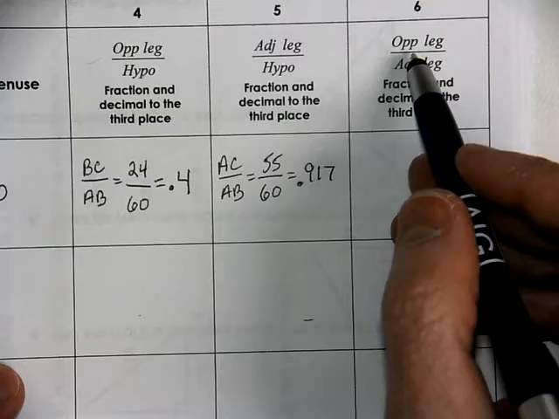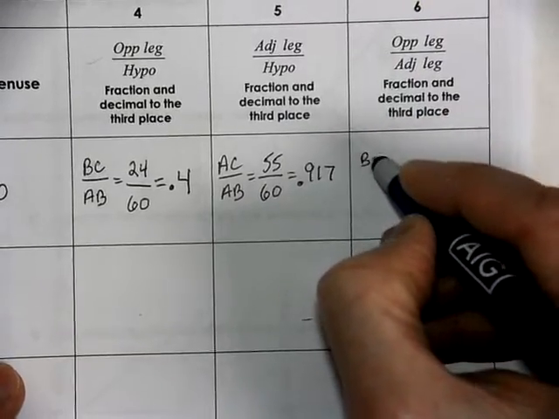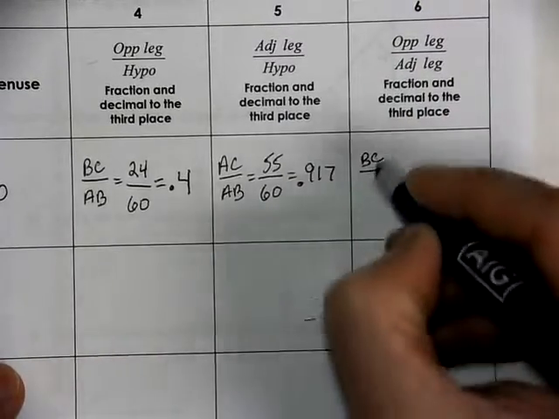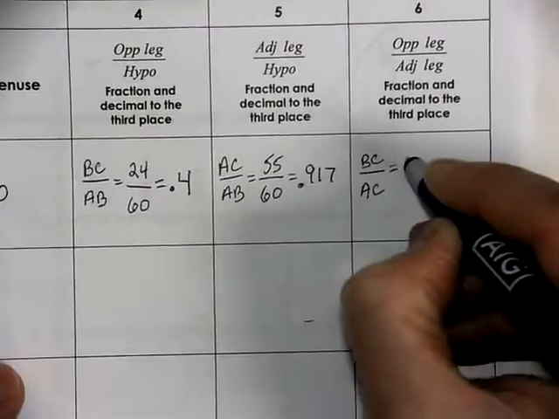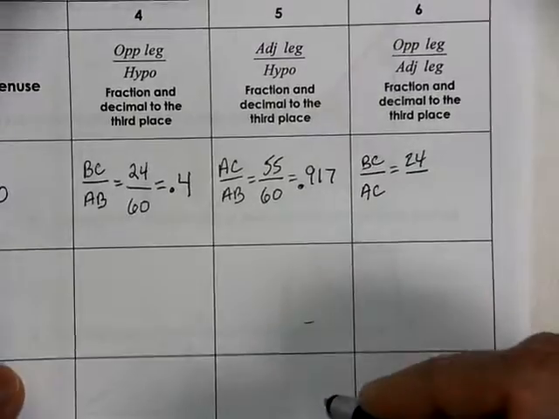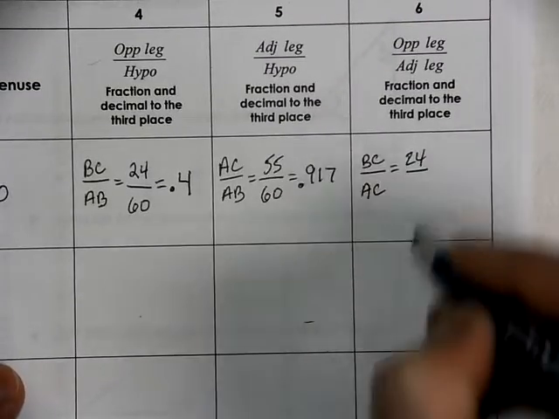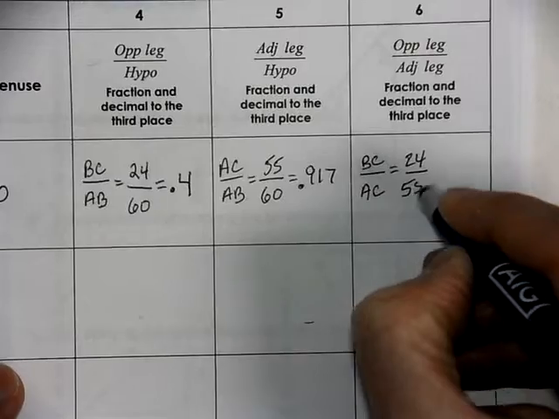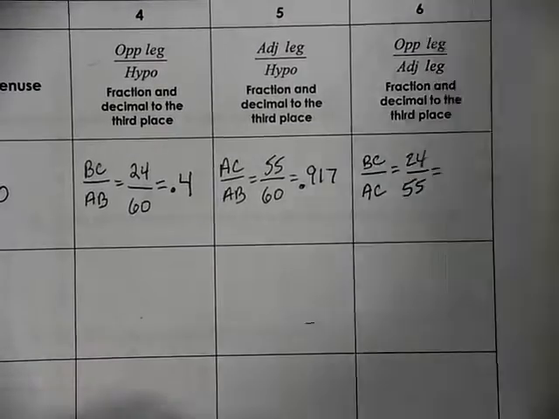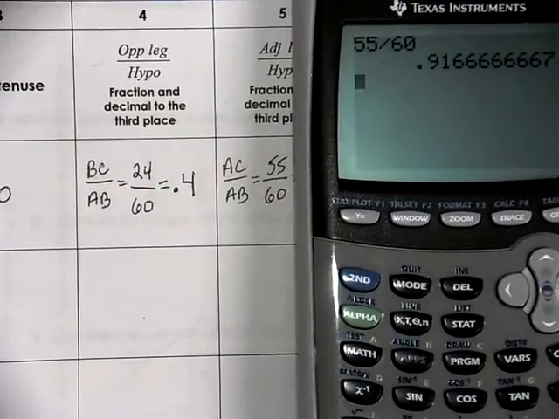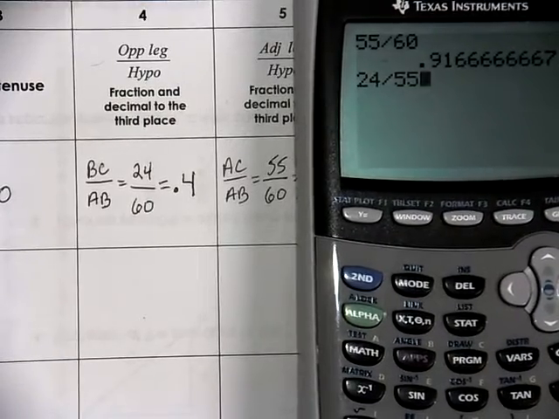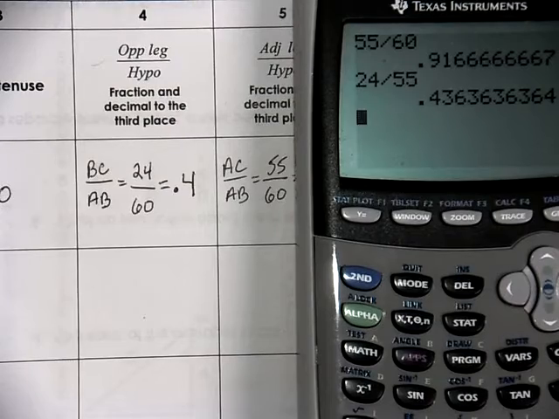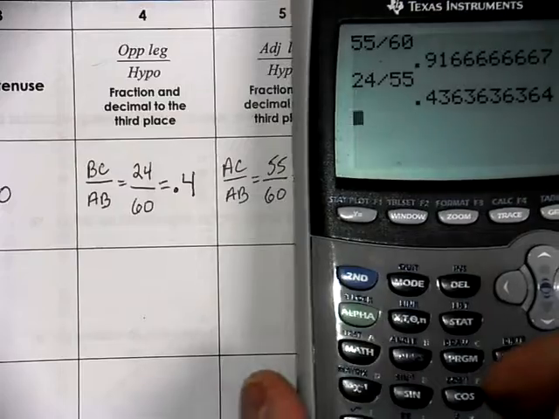Now we're going to look at the opposite leg, which is BC, and the adjacent leg, which is AC. And BC was 24, and AC was 55. 24 divided by 55. That comes up to be 0.4363, so 0.436.